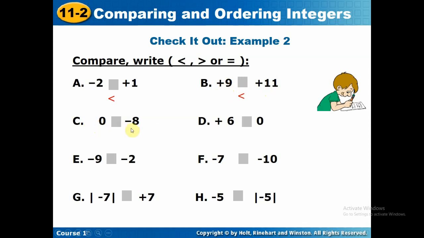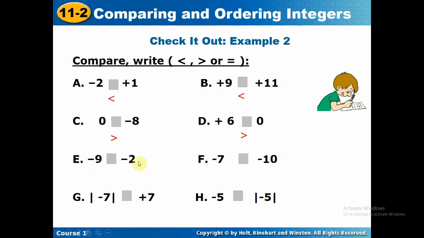C, 0 and negative 8. 0 is more than any negative number. For that, 0 is more. D, positive 6 and 0. Any positive number is greater than 0. For that, positive 6 is greater than 0.